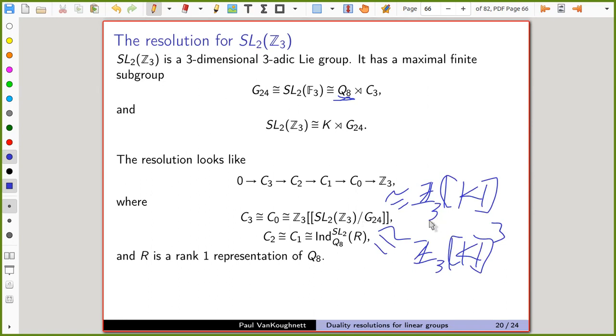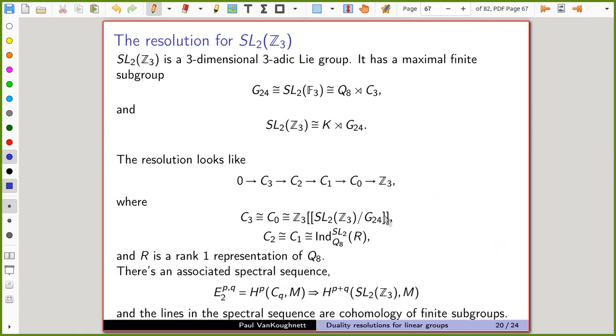And again, the way this is constructed is by starting with a minimal resolution of K and extending the action everywhere. So there's an associated spectral sequence where the lines in the spectral sequence are the cohomology of G24 or of X out of this representation of Q8, computing the cohomology of SL2Z3.